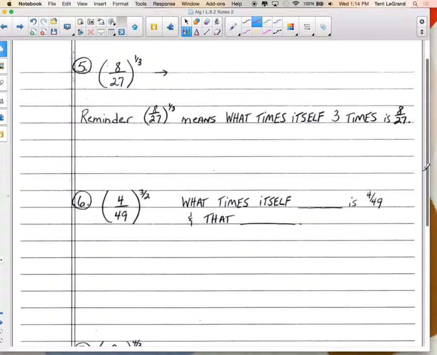8/27 to the 1/3 power. Now we do know that there are no variables involved. We have a fraction being raised to a fraction power. But of course we know what to do when we have a fraction being raised to a power. What property do we apply now? A fraction being raised to a power. You distribute the exponent.